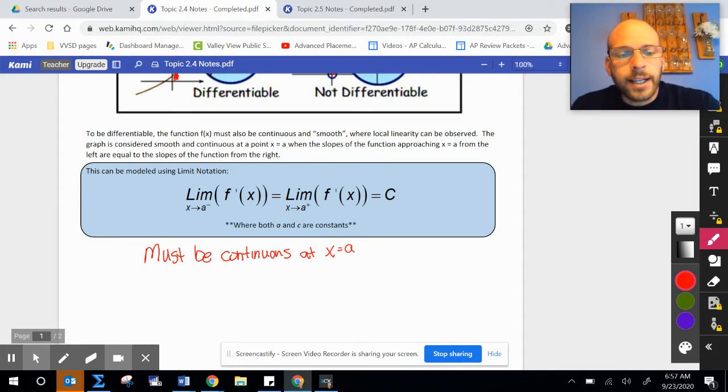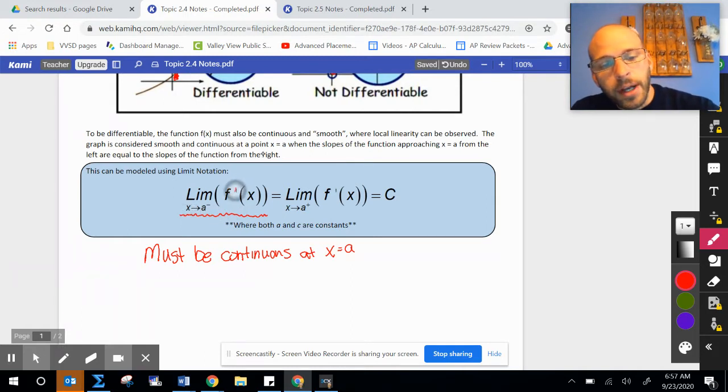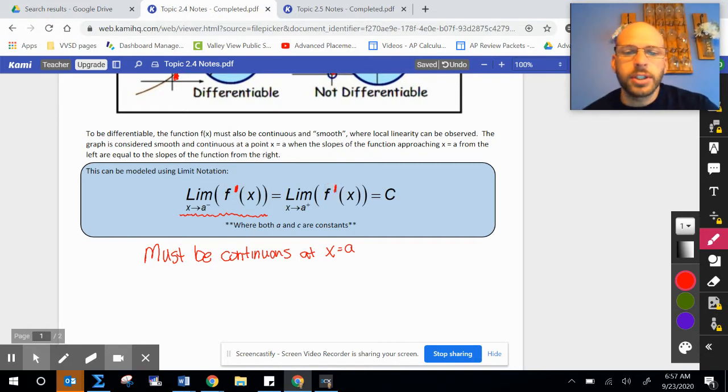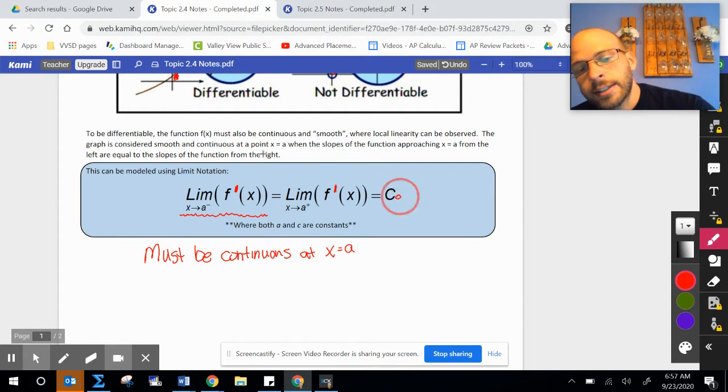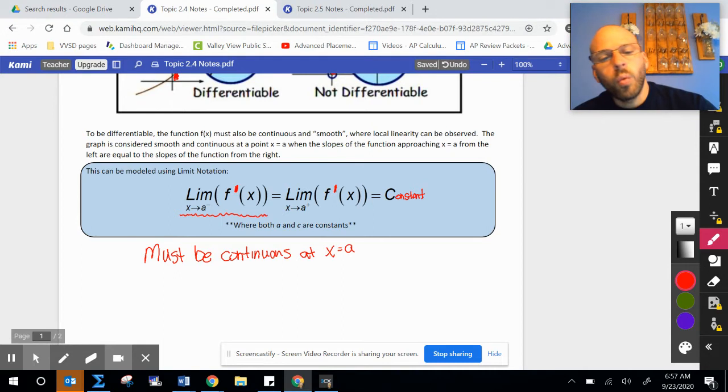All right. Now the second criteria is in this blue bubble here, and I want you to be able to read the mathematics. All right. So if you notice, and it's hard to see my apostrophe here, but there is a prime, f prime, and this is also f prime. Okay. So it says the limit as x approaches a from the left of f prime of x is equal to the limit as x approaches a from the right of f prime of x. And ultimately, those are going to equal the same constant.